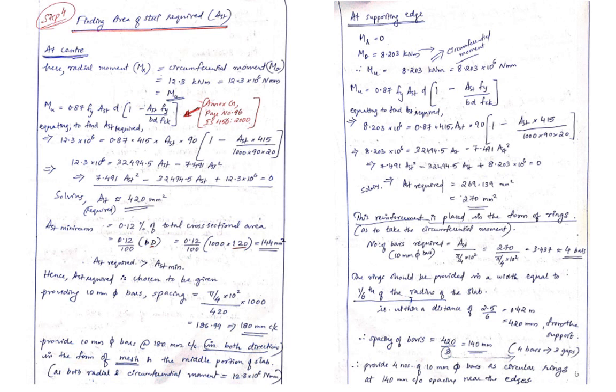And here we have got MR, the value is 0 at the supporting edge, and M theta, the value is 8.203. So we are taking MU as 8.203 and substituting in the same equation and finding the AST required to take this 8.203 moment. AST required is 270 mm square. Now this is to be given at the supporting edge, and this moment is a circumferential moment. Radial moment is 0, circumferential moment is 8.203.